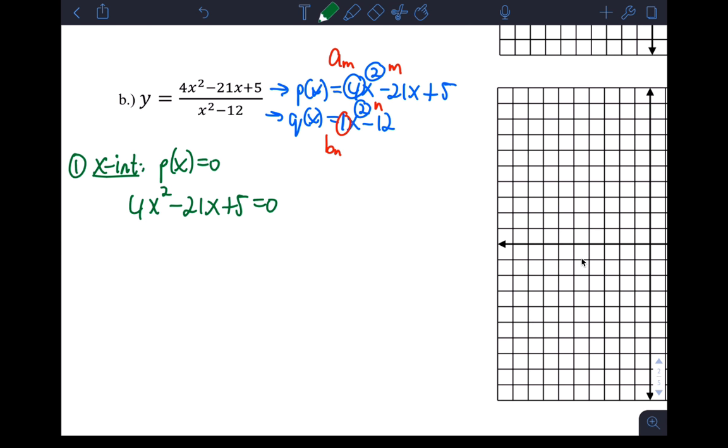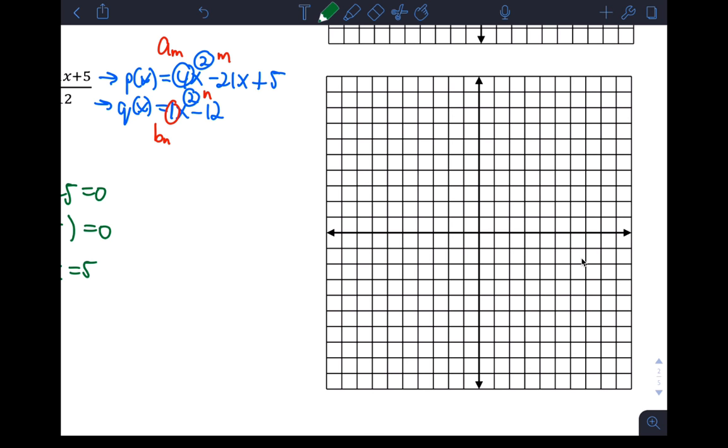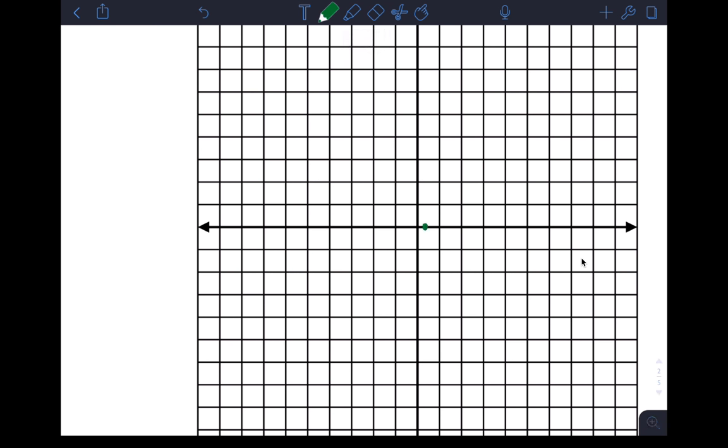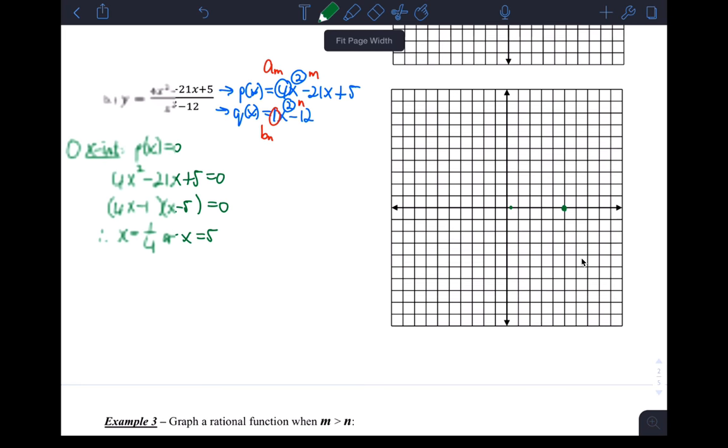If you get this function, this will stretch your factoring skills again, but we've done this many, many times before. This factors into 4x minus 1, x minus 5. This is our chapter 1 this year. Then if you solve this, you get x is a fourth, or x is 5. So there's your two x-intercepts. So you can draw those. X is a fourth, which if you zoom in a little bit here, is maybe there, and x is 5, it's maybe over there. Okay, my two x-intercepts.